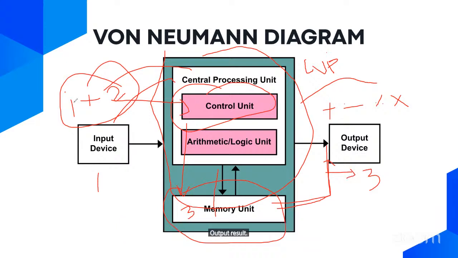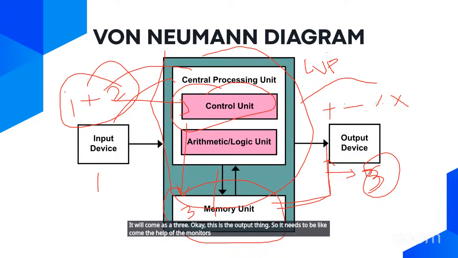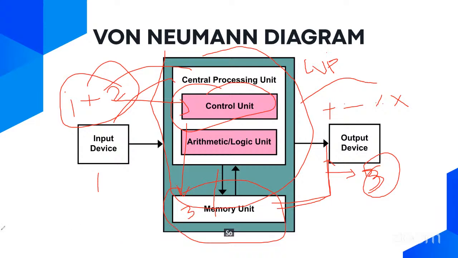So when I give 1 plus 2, it comes out as 3. This is the output. It needs the help of the monitor, so we can see the monitor showing the sum as 3. Like this, this function works.